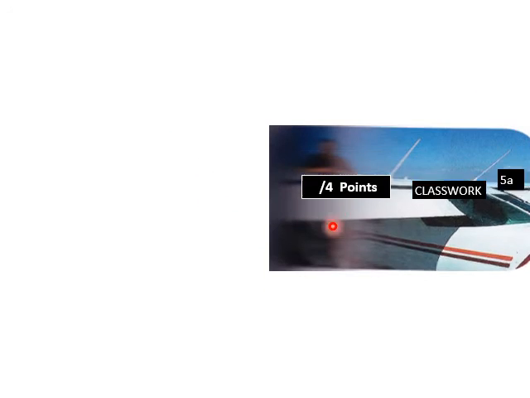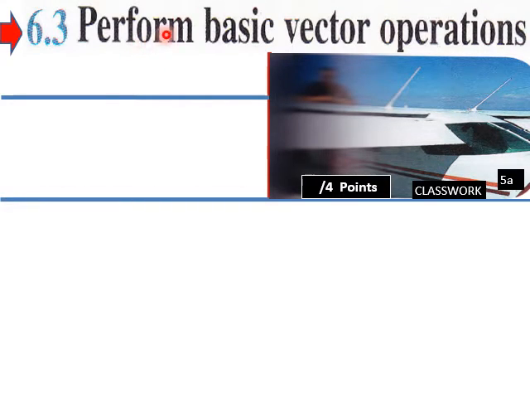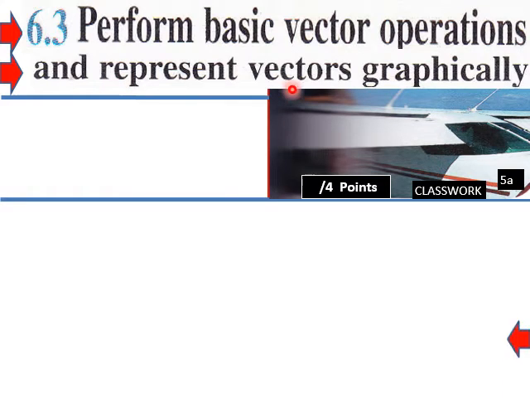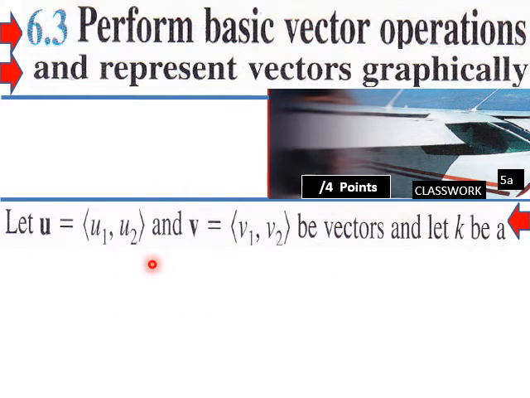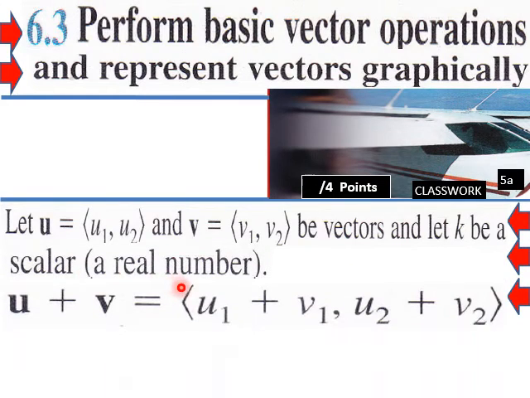Okay, going into 6.3 here. For section 6.3, perform basic vector operations and represent vectors graphically. So in this situation, we're going to let u equal (u1, u2) and v equal (v1, v2) be vectors, and let k be a scalar or a real number.